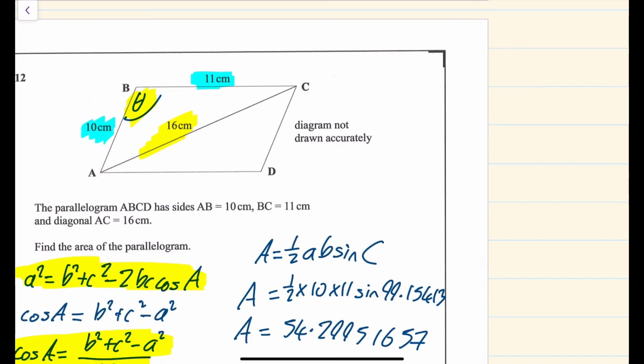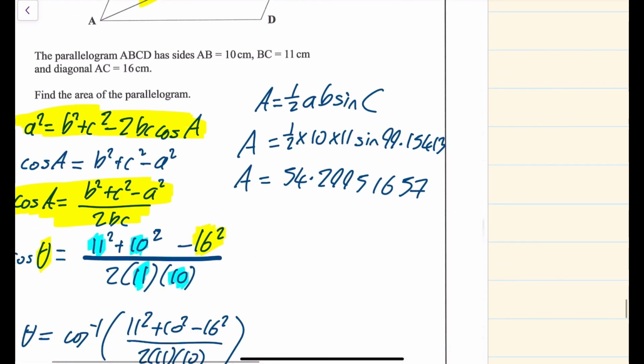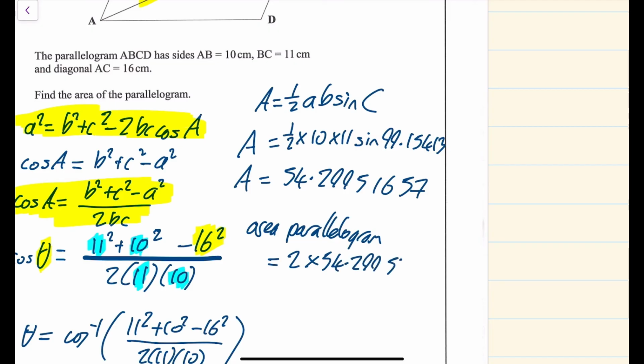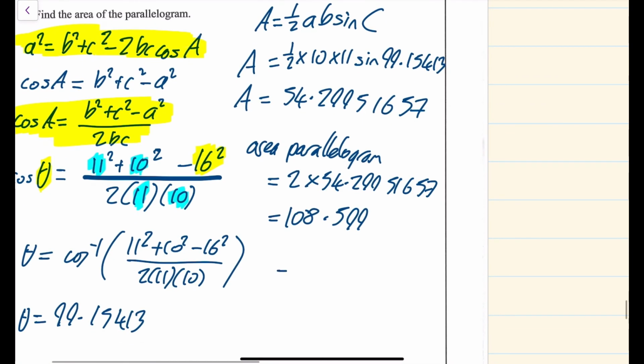So we're going to say the area of the parallelogram is two times 54.29951657, which is 108.599, and we'll just give that to 2 decimal places, 108.60 centimeters squared to 2 decimal places.